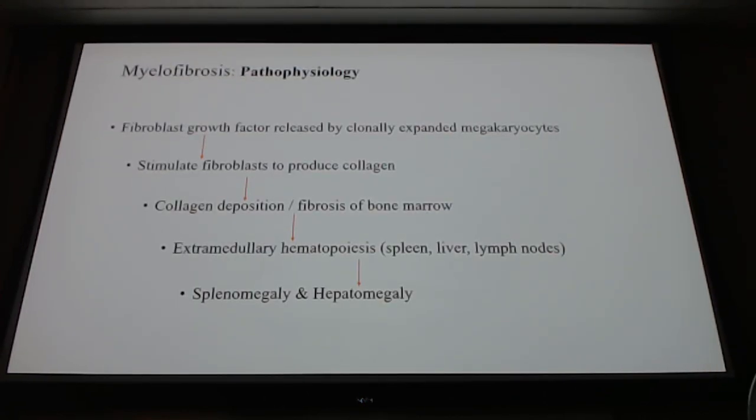The fibroblast growth factors cause megakaryocytes to stimulate fibroblasts to produce collagen. The collagen starts replacing the healthy tissue. You start getting fibrosis. Extramedullary hematopoiesis, right? Spleen, liver, splenomegaly, and hepatomegaly.